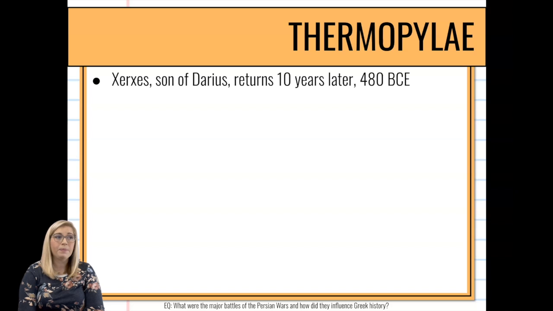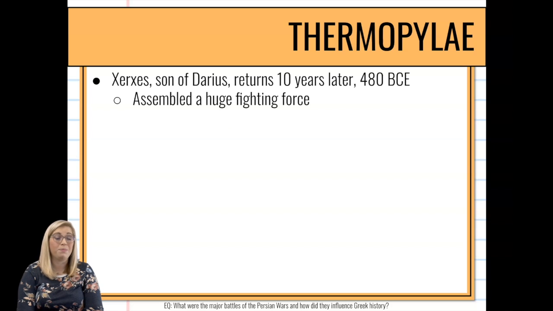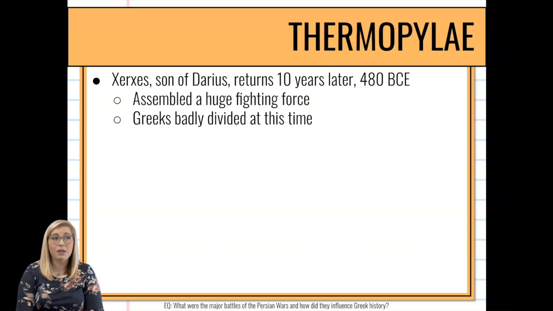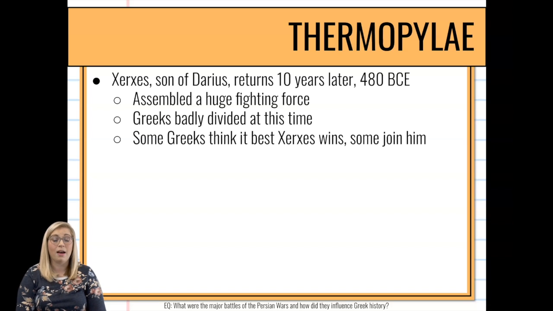force for fighting, and the Greeks at this time, over that 10-year period, had basically divided themselves up again. That united front had kind of disappeared. And some Greeks actually thought, if he comes in and takes over, it might not be that bad. So some of the Greeks actually joined on his side. And that's going to play a major role in something we're going to talk about in a second.